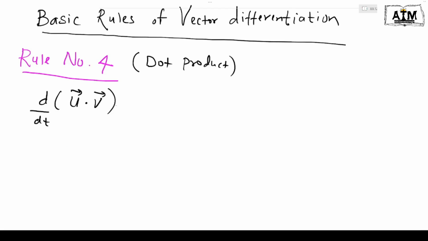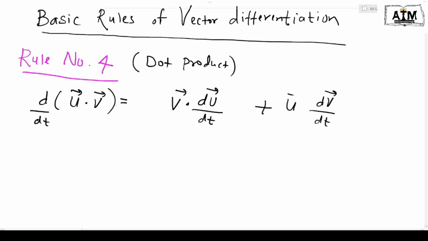Next rule is related to the dot product of vectors. Derivative of dot product of u dot v. That is equal to, first of all, what you do? You write down derivative of u with respect to t, then you write down derivative of vector v with respect to t, and in between plus. After that, write down here v dot and u dot. So derivative of vector u dot v with respect to t equals vector v dot du by dt plus vector u dot dv by dt.